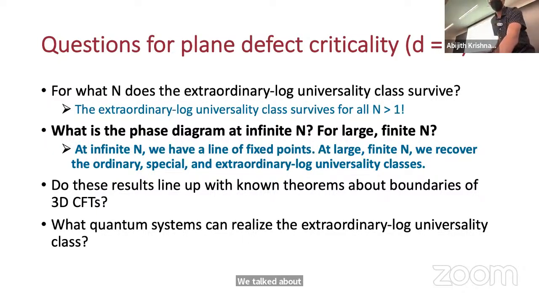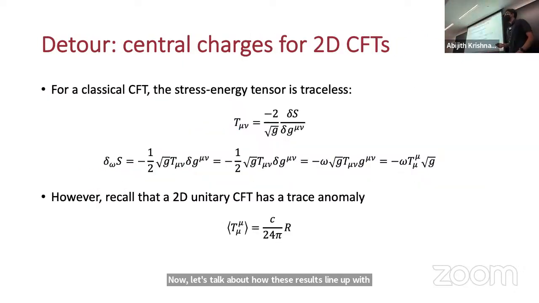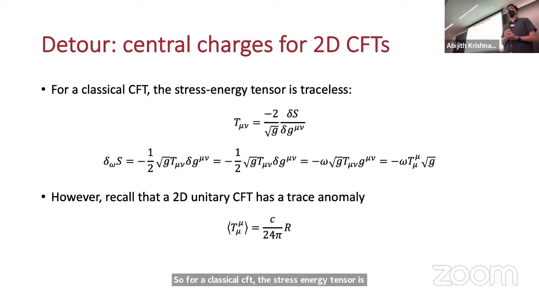Now let's talk about how these results line up with known theorems of boundaries of 3D CFTs. So to do that, let's first take a detour into 2D CFTs. For a classical CFT, the stress energy tensor is traceless, and this follows directly from the definition of the stress energy tensor. It's given by -2 over the square root of the determinant of the metric times the variation of the action with the metric.